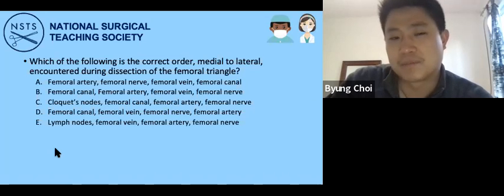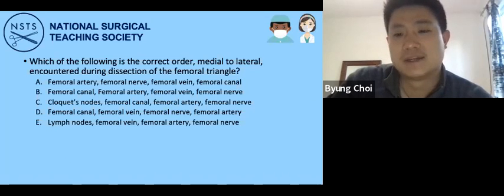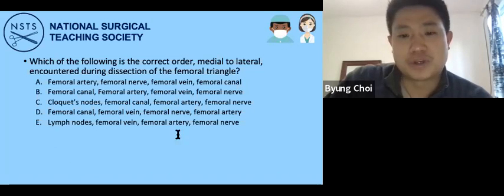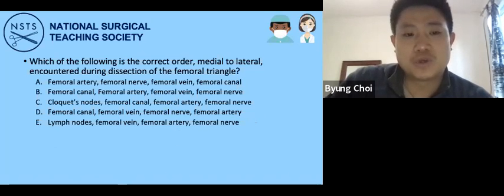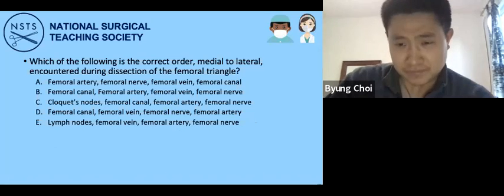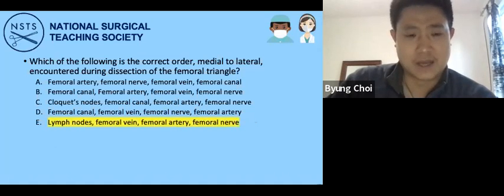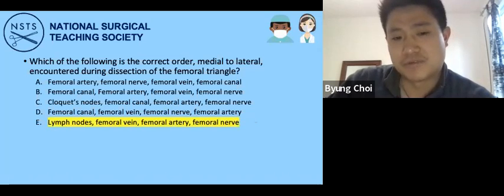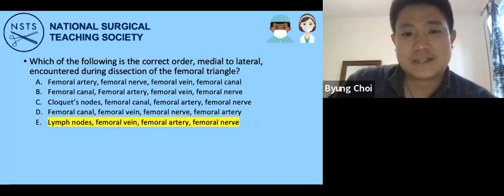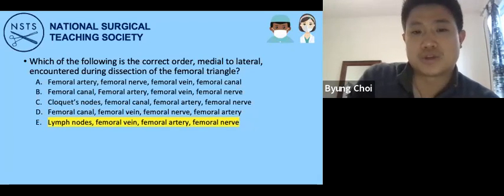We've got 11 people who voted, not everyone, but that's okay. You can go through it on your own as well on your piece of paper. So some of you put E down, and those of you who did put E would be correct. Some of you put A as well, and then a couple of you put B, C, or D. E is the correct answer. So it's lymph nodes, femoral vein, artery, and then nerve. And this question asks the order medial to lateral.